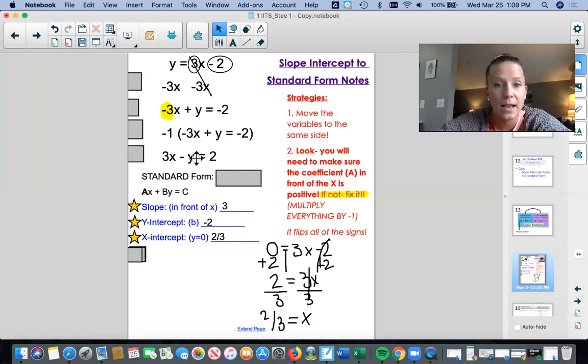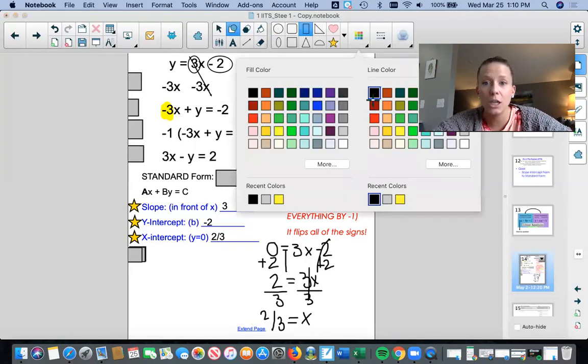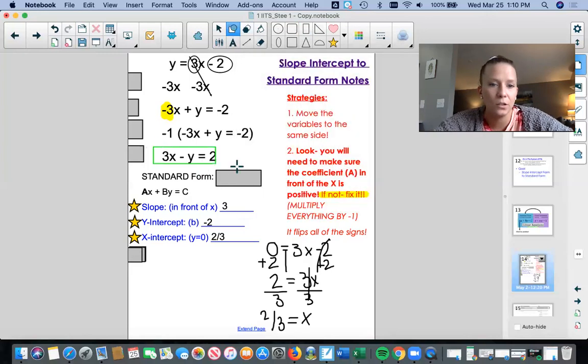So then let's look. Ax plus By equals C. Now, does B have to be positive? Nope. So this is kind of looking like Ax minus By. That's okay. Only A has to be positive. So this is now our final answer in standard form.